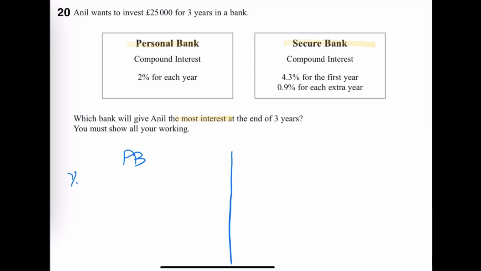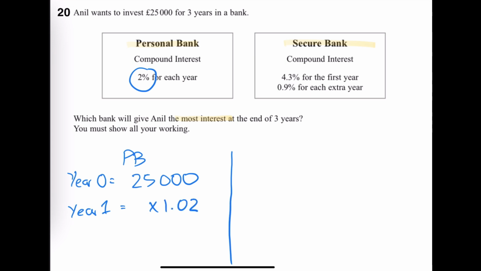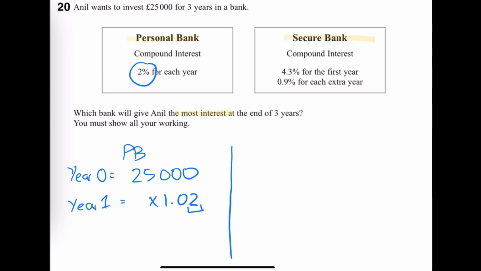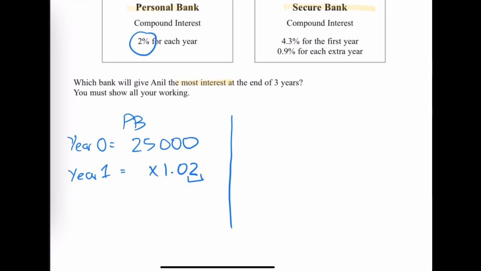We start with year 0. Here we start with 25,000. Now in year 1, we can see that it increases by 2% each year. So what we do is we're just going to times this by 1.02. This 1 basically means 100%, so just 25,000, and we are adding it by that 2%. So at the end of year 1, we are going to get 25500.